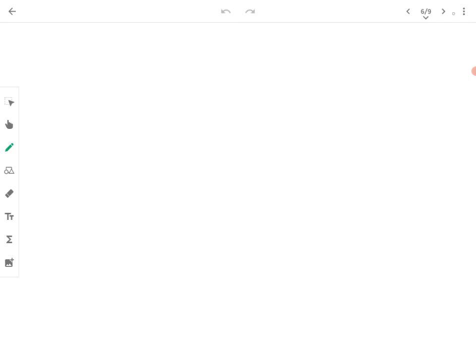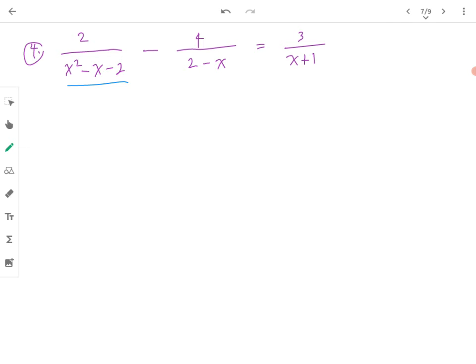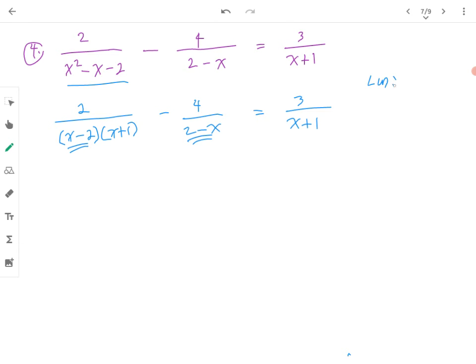Last problem, we have this one. There is a need for us to factor this one. So we can write this as x minus 2, x plus 1. Then we may copy. I think the LCD, these are just inverses, so we can just copy for our LCD one of those. I think x minus 2, then x plus 1.